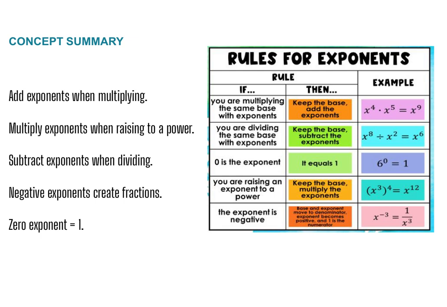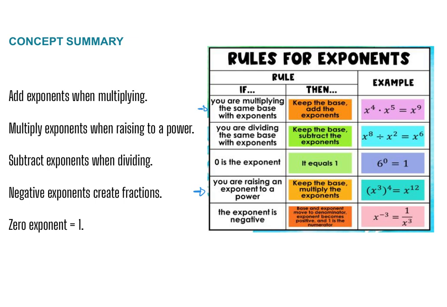So here is just a recap of all of the rules of exponents in one spot. If you are multiplying the same base, you add exponents. So we add exponents when multiplying. You keep the base, add the exponents. You multiply exponents when raising to a power. So power to a power. If I have a power over a power, I just multiply the exponents.